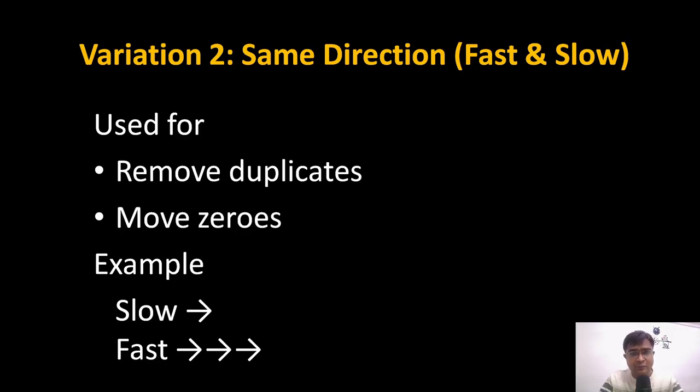First one is the fast pointer and the second is the slow pointer. The fast pointer scans the array, while the slow pointer maintains the position of valid elements. Once again, the fast pointer scans the array while the slow pointer maintains the position of the valid elements. Now let's quickly move on to the template of this variation, that is the same direction, fast and slow pointer.